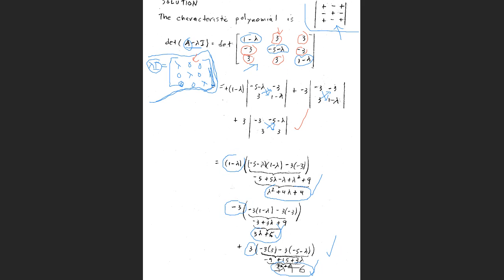Thank you. All right, and so the characteristic polynomial, well, something nice happens. You get two terms that cancel out. And so lambda squared plus 4 lambda plus 4 factors as lambda plus 2 times lambda plus 2.